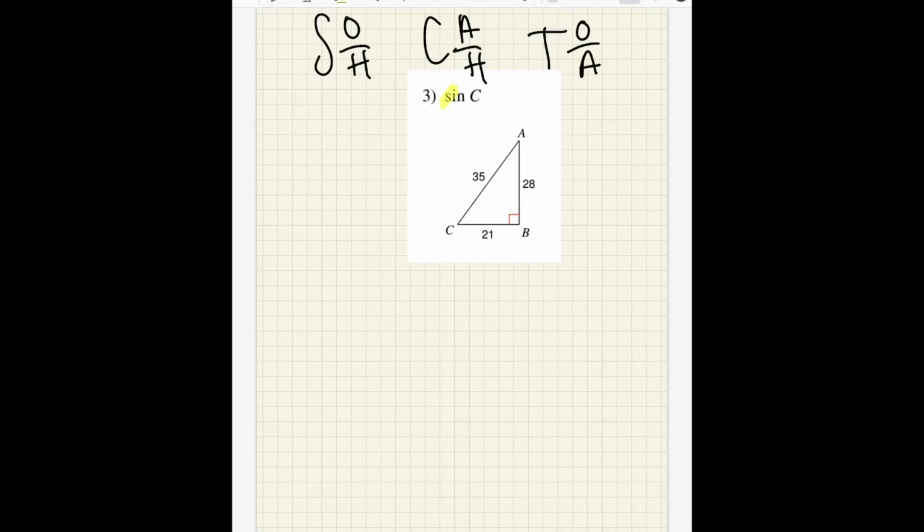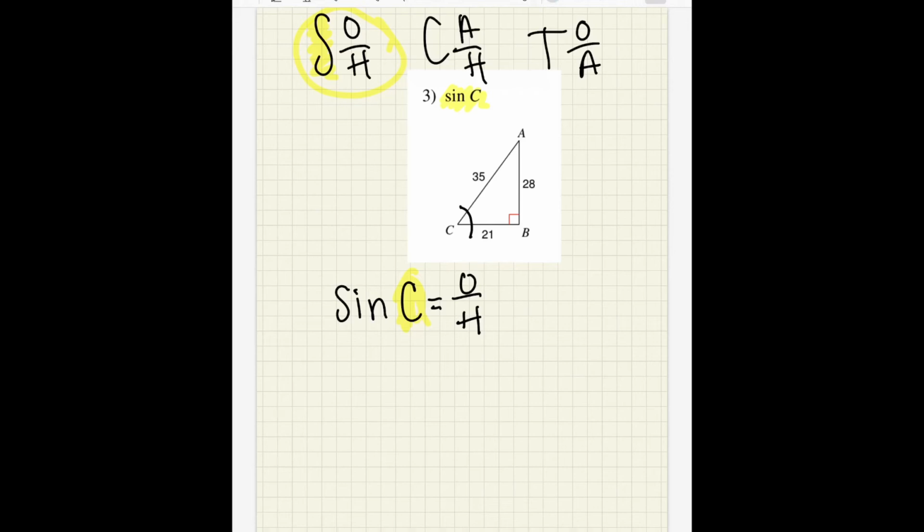This problem is asking us to find the sine of C, right? I'm going to rewrite it here, the sine of C. Based on these three ratios, the one that I'm going to use is this one, because again, the S stands for sine. So the sine of C is going to be equal to the ratio of your opposite over your hypotenuse. So we're looking at it from the angle of angle C.